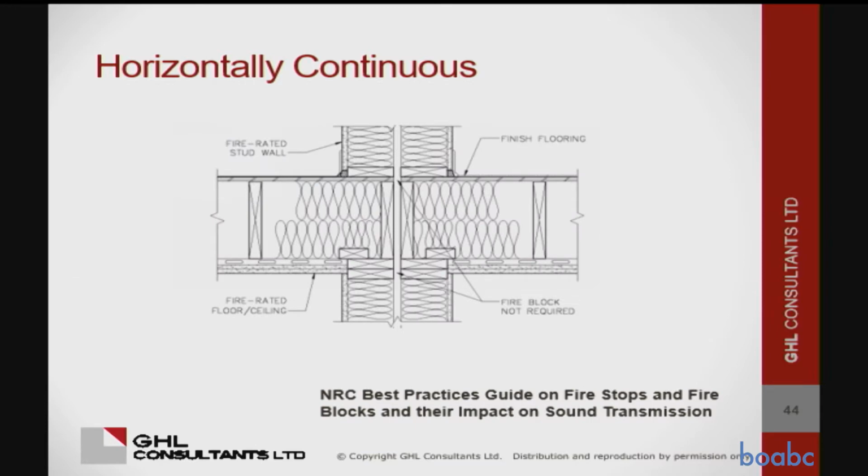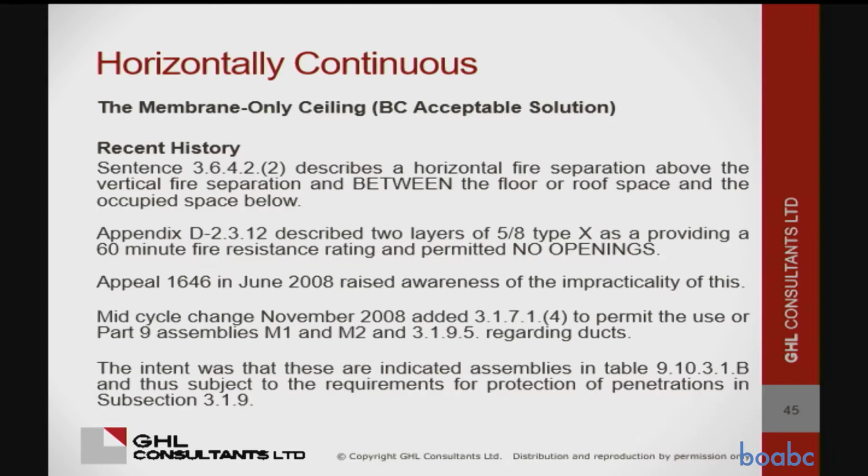And then this is from the best practices guide on fire stops and fire blocks, and it's got a rated ceiling, and then of course the top plates are closing the hole in the ceiling. That's probably enough about that. Okay. And then there's this membrane-only ceiling thing.